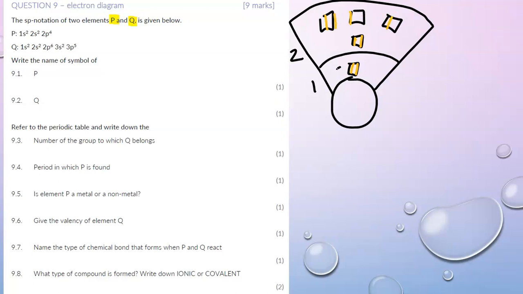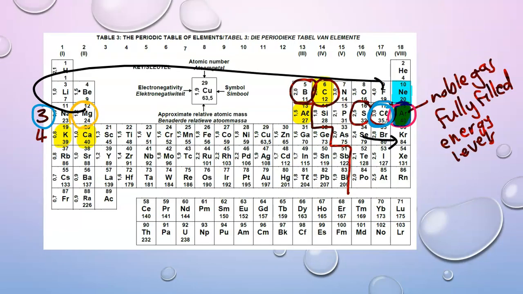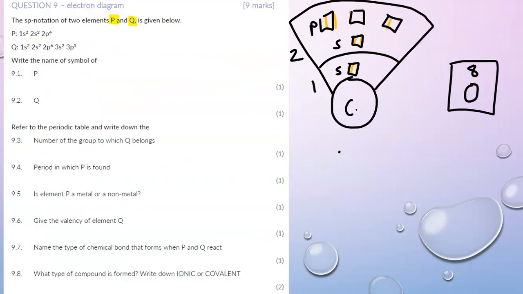Let's just add my subscripts. That's S, S, and P. I have a total of 1, 2, 3, 4, 5, 6, 7, 8 electrons. So I'm looking for number 8 on my periodic table. And if I go to my periodic table and I look for number 8, it is dear Olivia again. So there I can put an O, and there I can put an O and an O. Okay, so that was P, and now I'm going to do the same for Q.